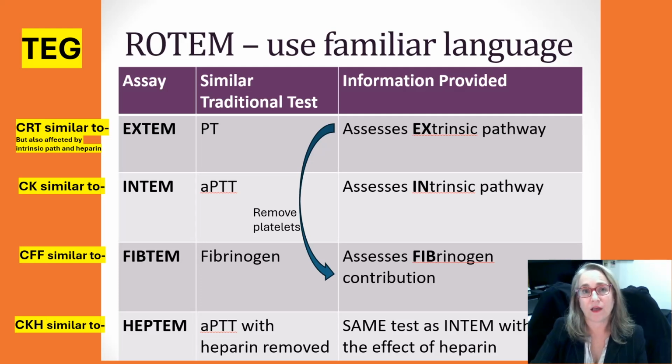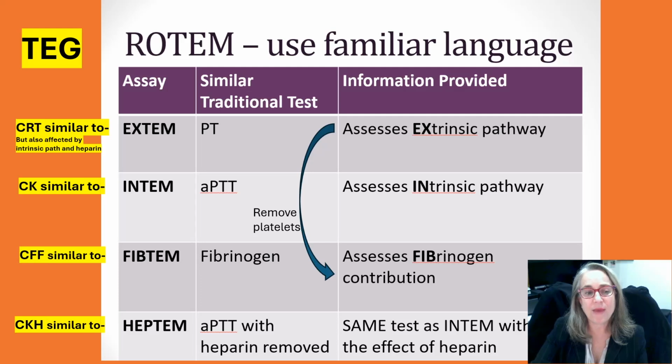Thirdly, fibrinogen. A Clauss fibrinogen is familiar, hopefully, to all. We want to look at the fibrinogen contribution. In Rotem language, we will call that a FibTem. And in TEG language, we will call that a functional fibrinogen, CFF. Very similar. And essentially, as you can see from the arrow on the right, the fibrinogen contribution is assessed by looking at the extrinsic or XTEM and removing the platelets with some reagents. And I'll come to that in detail in a moment.